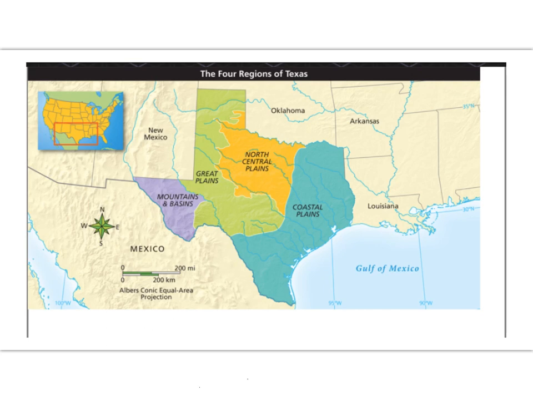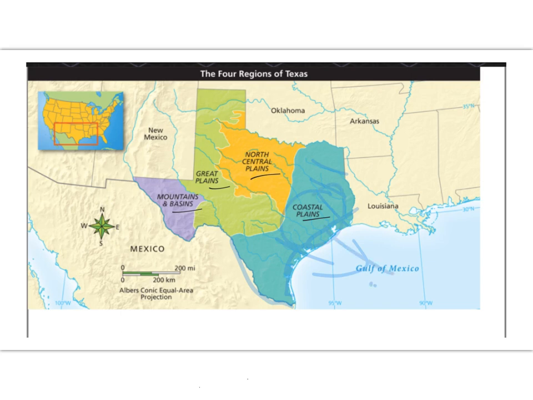Ready? Okay, so let's start with the 4 regions. We have the coastal plains, the north central plains, the Great Plains, and the mountains and basins. So, starting with the coastal plains, let's point out what's real important around here. In the coastal plains, most of the rivers exist in this area. That's important. We have all these rivers. They all go the wrong way, towards the Gulf.